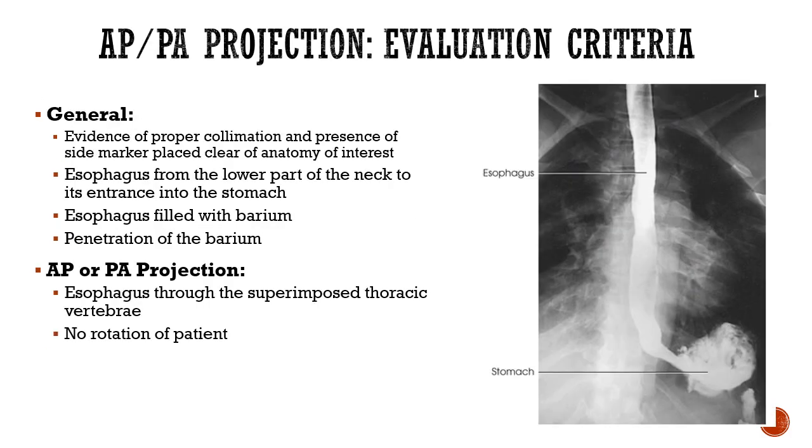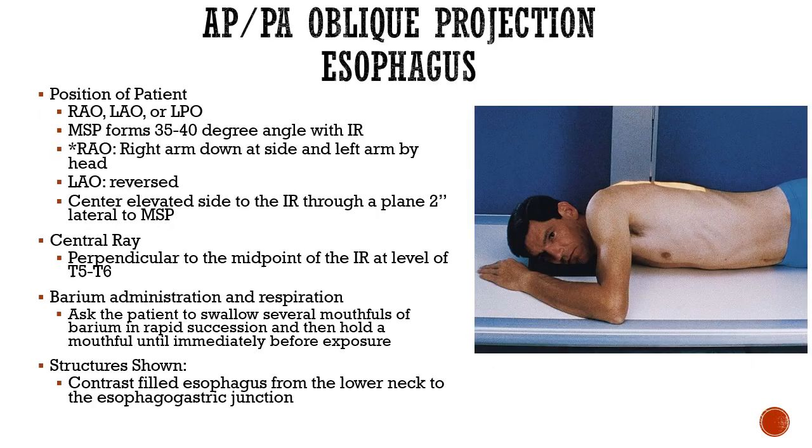So in general, we have items that we're going to need for the esophagus, from the lower portion of the neck to its entrance into the stomach. We want an esophagus filled with barium, and we want to see penetration of the barium. Something very specific with the AP or PA projection is the esophagus is going to be seen through the superimposed thoracic vertebra, which we can see here in this image. Plus, there should be no rotation of the patient.